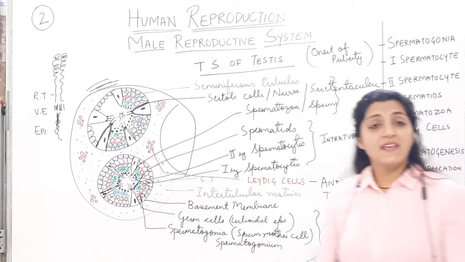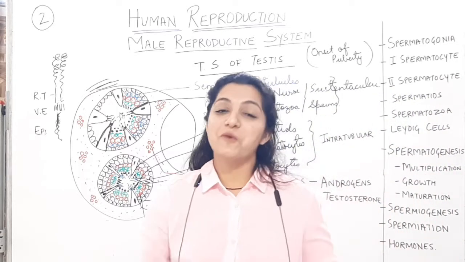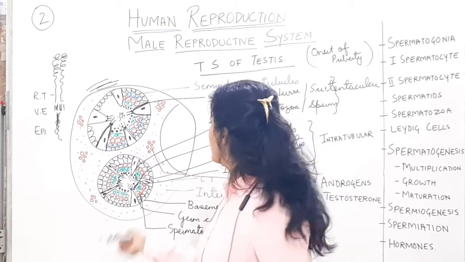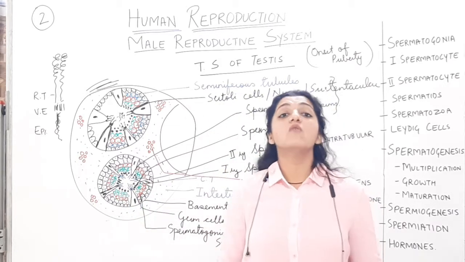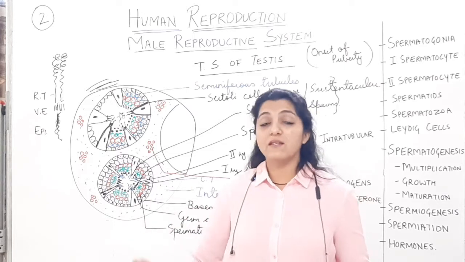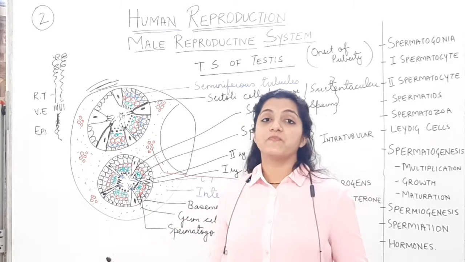This diagram is very easy. It's like a rangoli that we make, okay? You have to just make these different kind of cells. We will be seeing the process of spermatogenesis now, so it is more clear to you which cell will come after which in the picture.